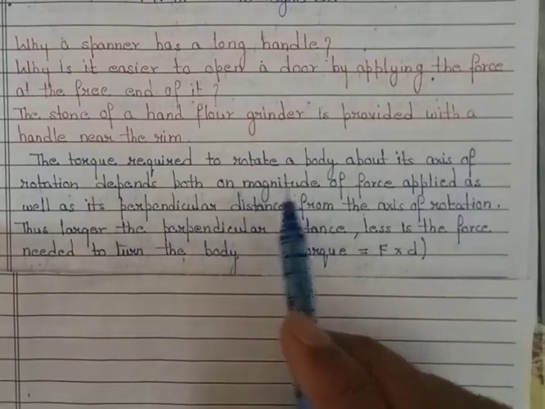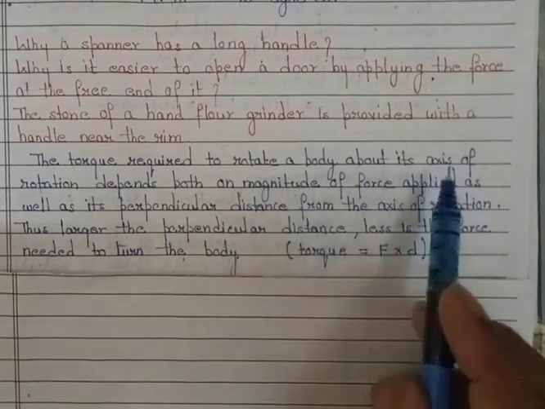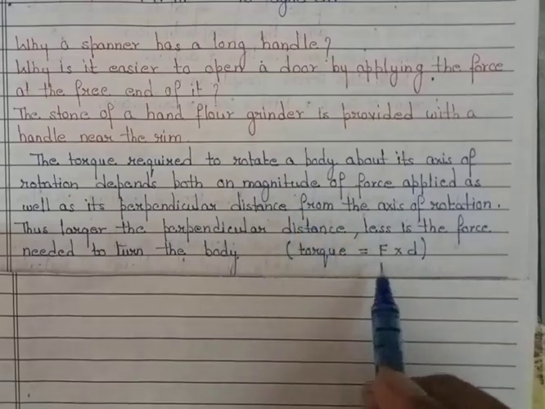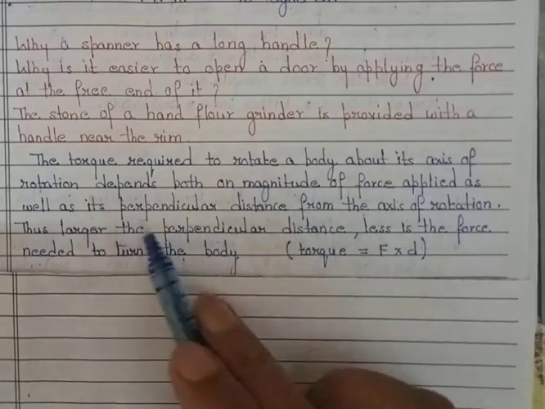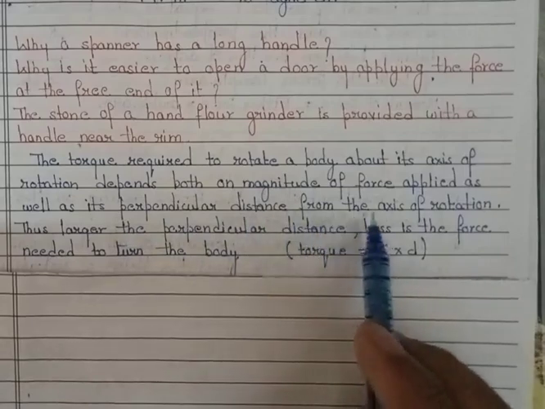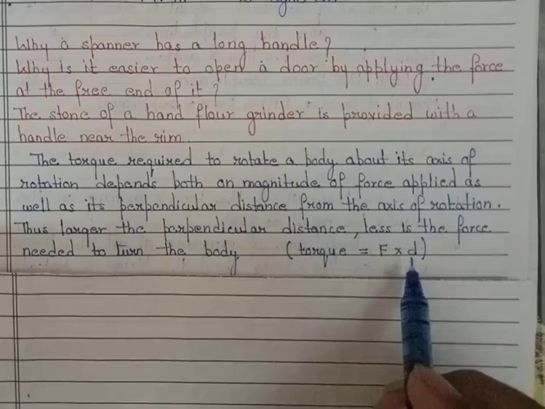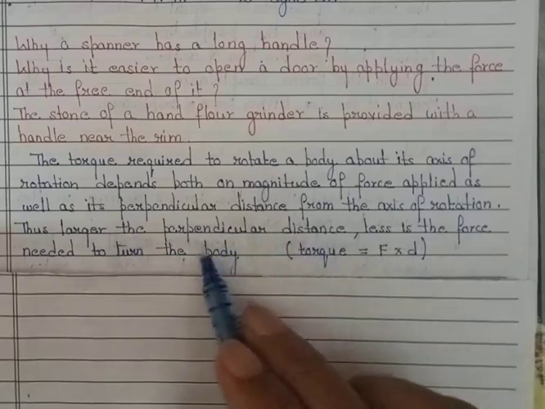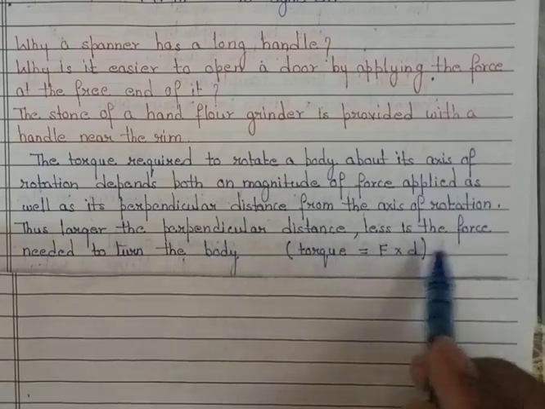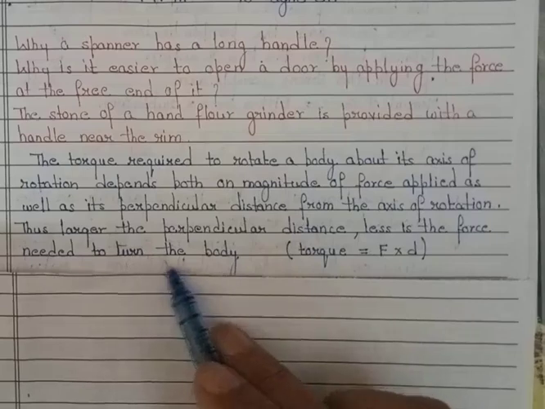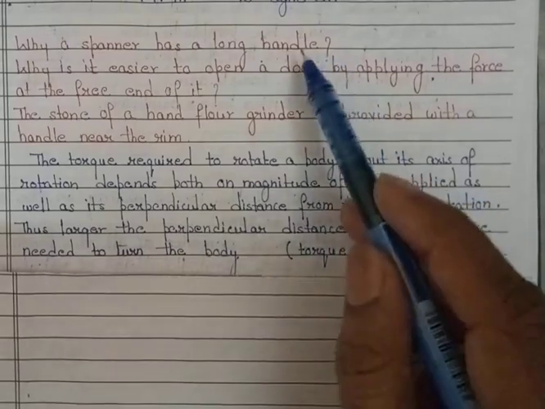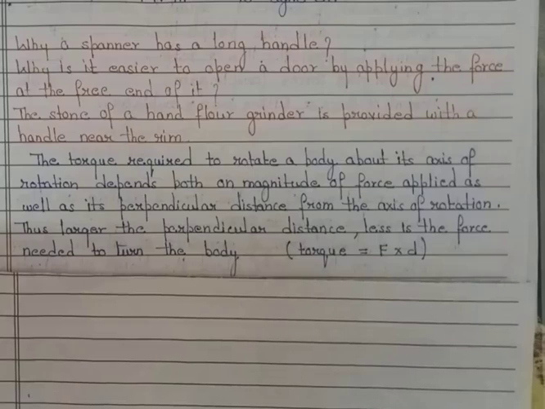The torque required to rotate a body about its axis of rotation depends both on magnitude of force, this F, as well as the perpendicular distance from the axis of rotation, that is D. So we can say larger the perpendicular distance, less is the force needed to turn the body. So that's why we increase the distance in all these examples. We have increased the distance so that less force is applied.